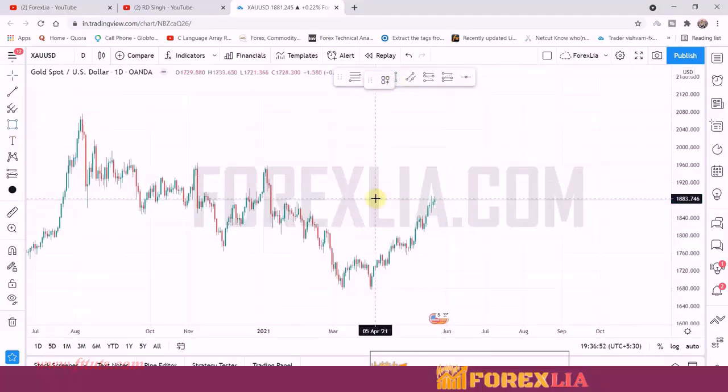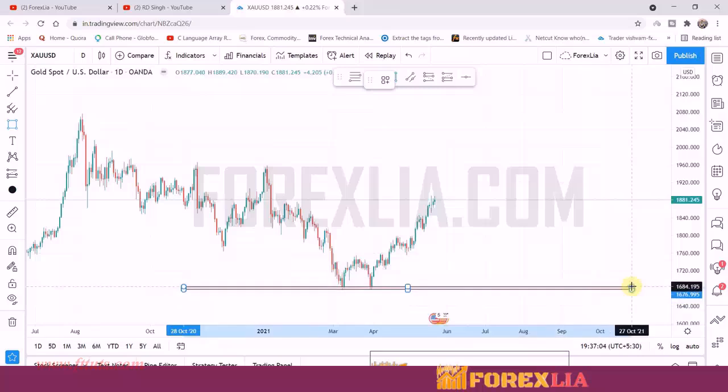Here I have opened the chart of gold and I will show you the marking on the chart of gold. For marking on the chart, you have to catch only those levels which are very clear. Like I talk about here, this is a high level and this is a low level. So we have seen a low point and a high point here.